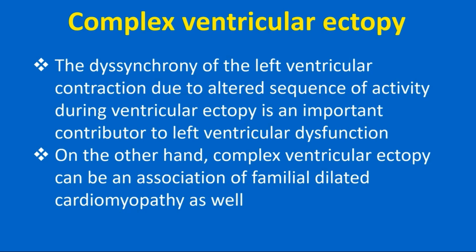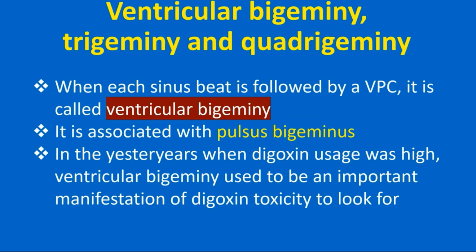On the other hand, complex ventricular ectopy can be an association of familial dilated cardiomyopathy as well. When each sinus beat is followed by a VPC, it is called ventricular bigeminy. It is associated with pulsus bigeminus.